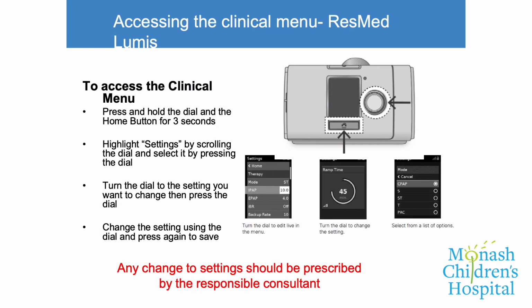As machines are designed for home use, accessing the menu to allow a clinician to change settings requires unlocking the machine. This is achieved by holding down two buttons for 5 seconds until the settings menu appears on the screen. How to do this is specific for each model of machine, with one example shown here. Instructions specific to each machine are included with the equipment bag. Any change to settings should be prescribed by the responsible consultant.